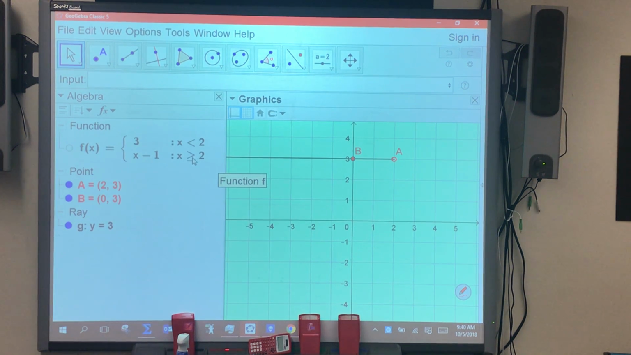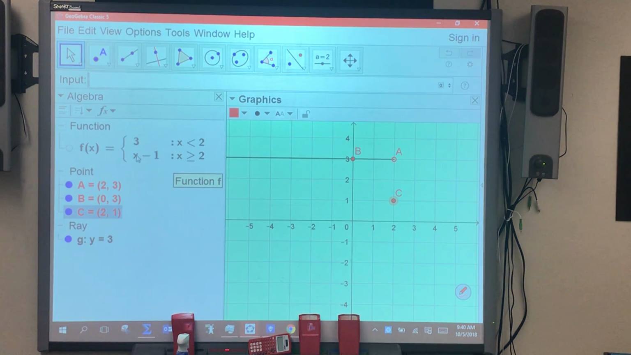So when x is greater than or equal to 2, we go x minus 1. Well, the first one we're going to plot then is x equals 2. If x is 2, what do I get back here? I get 1, right? So 2 comma 1 needs to be plotted. Now, is that an open dot or a closed dot? It's closed, because we had equality, right?